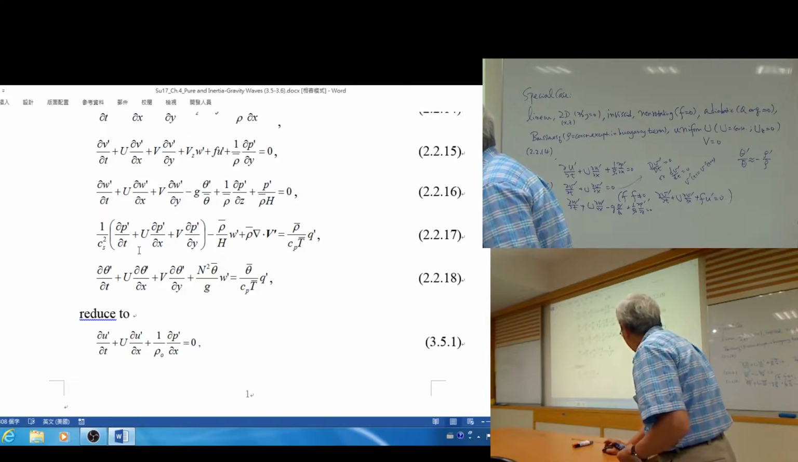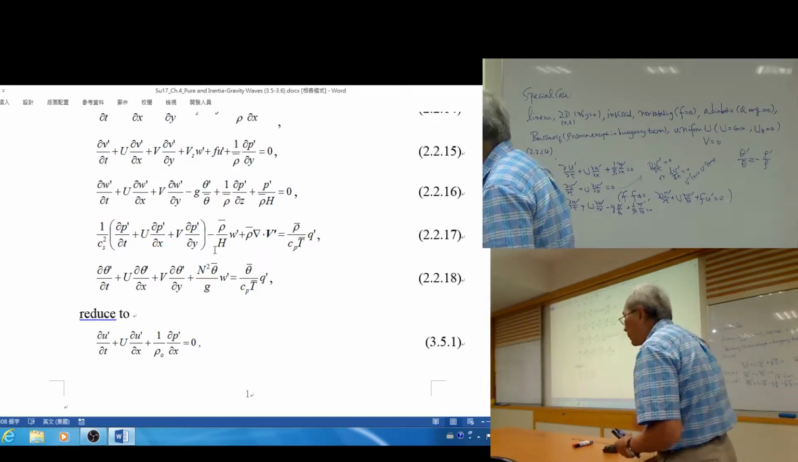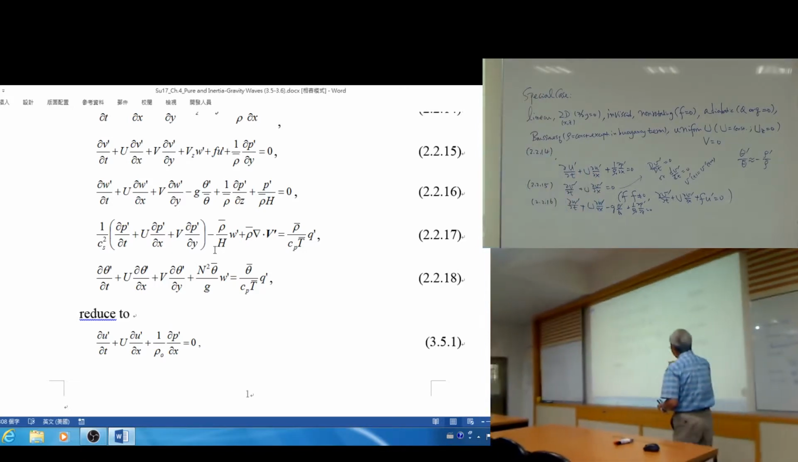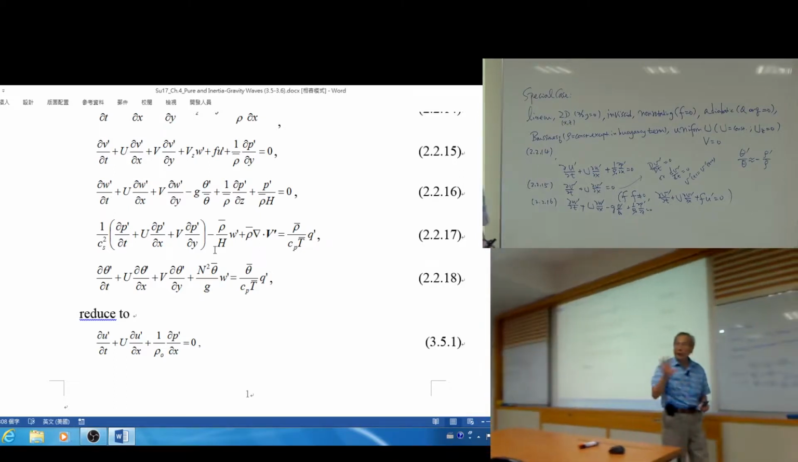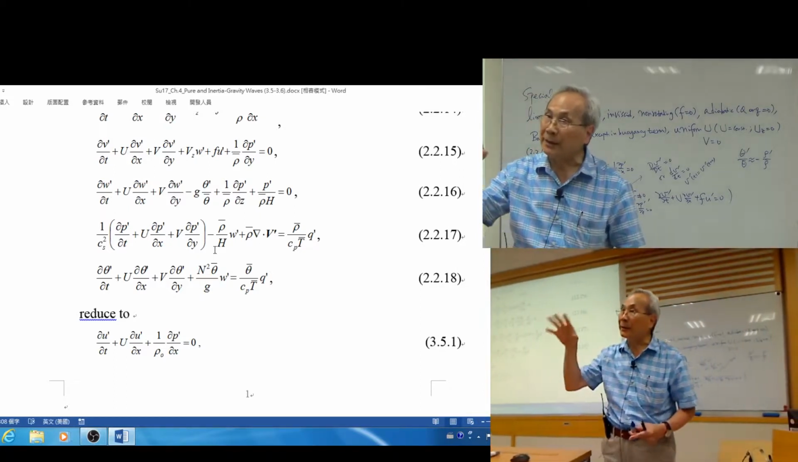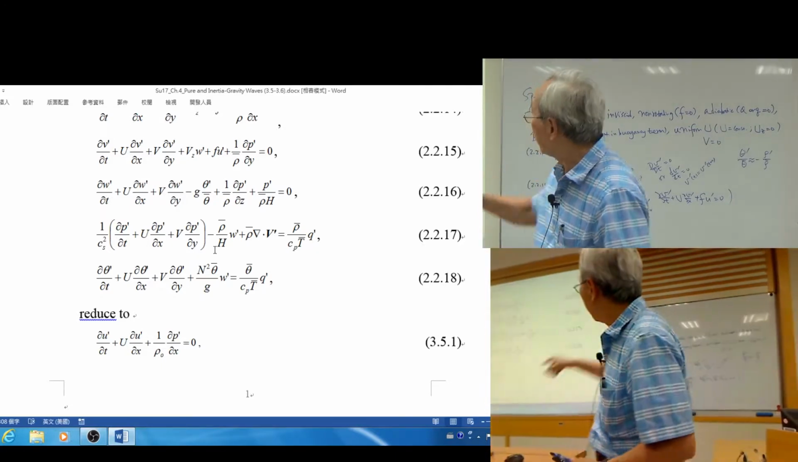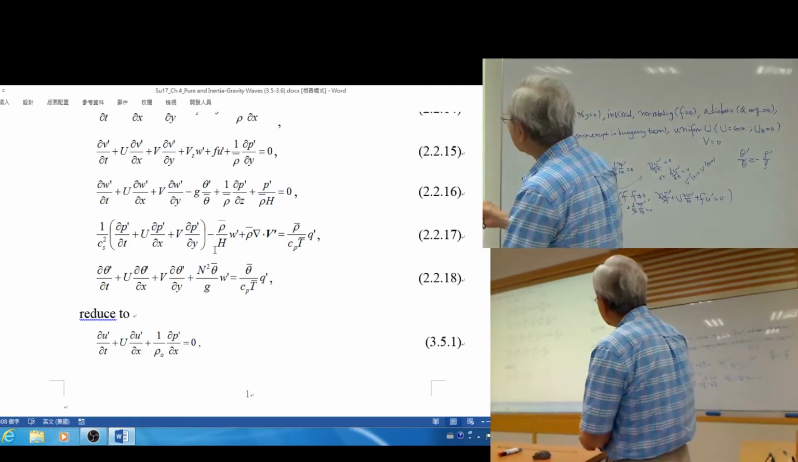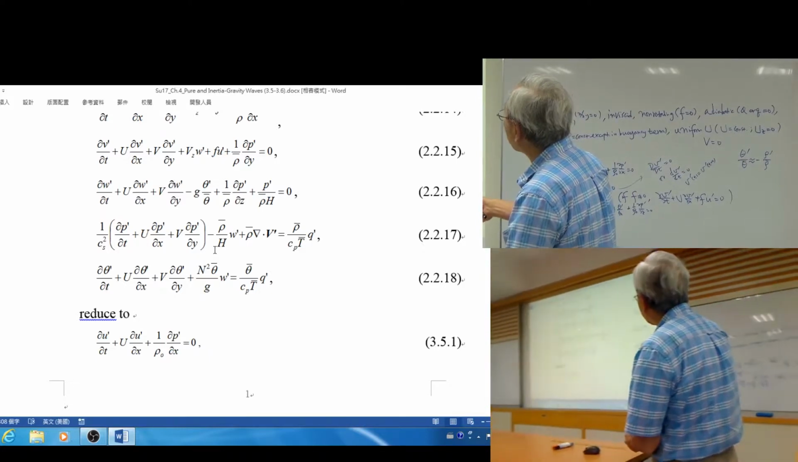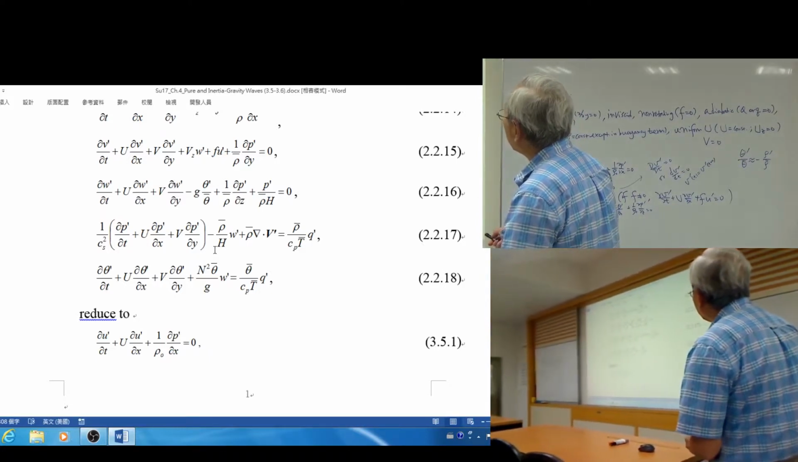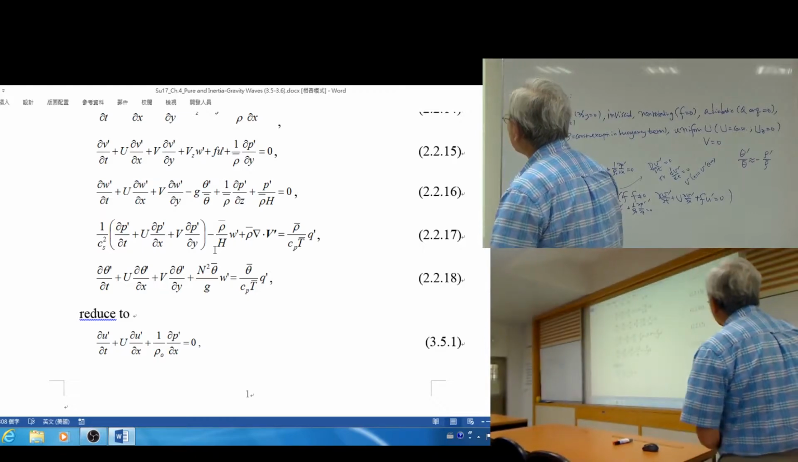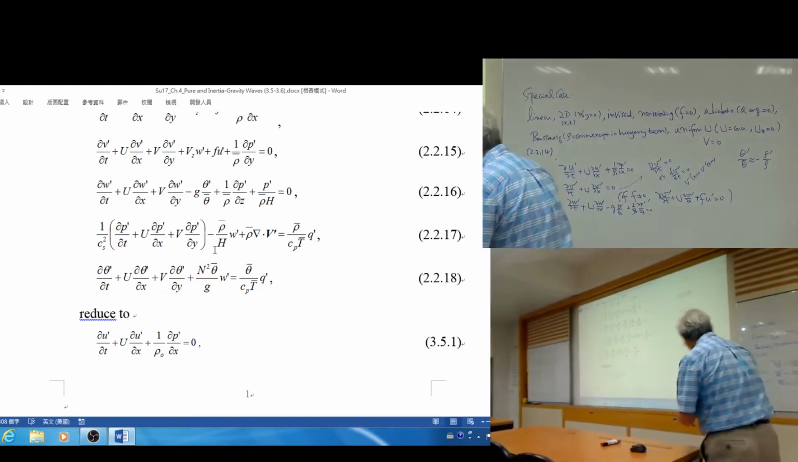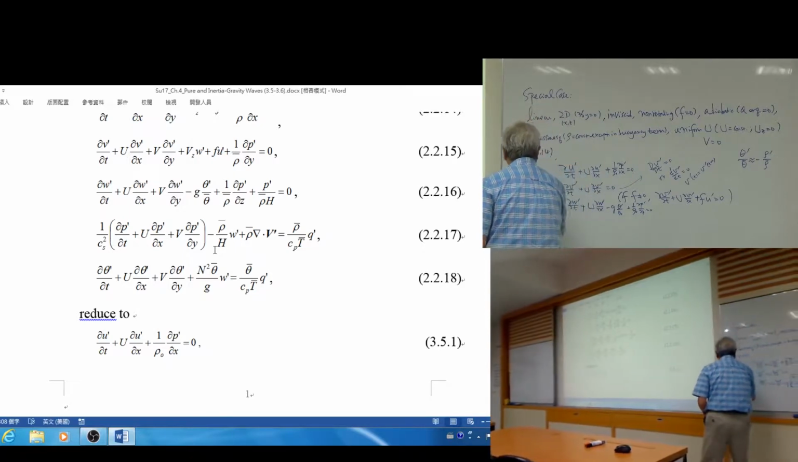And since it's Boussinesq, rho becomes constant, and so this will become just this term. Boussinesq assumes your density is constant, except in this buoyancy term. So in that case, this will reduce to a very simple equation.